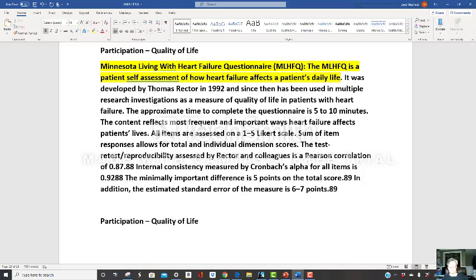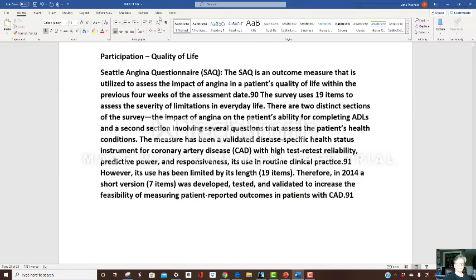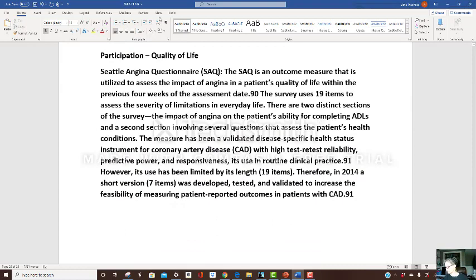Sum of item responses allows for total and individual dimension scores. The test-retest reproducibility assessed by Rector and colleagues is a Pearson correlation of 0.87. Internal consistency measured by Cronbach's alpha for all items is 0.92. The minimally important difference is 5 points on the total score. In addition, the estimated standard error of the measure is 6-7 points. 23 of 24.